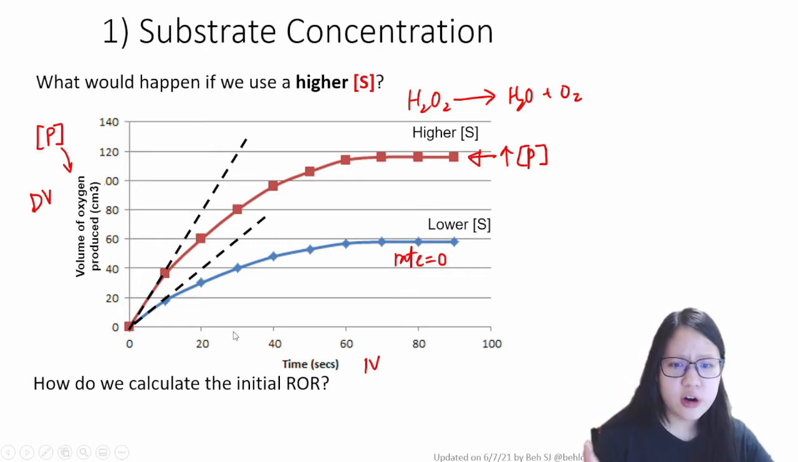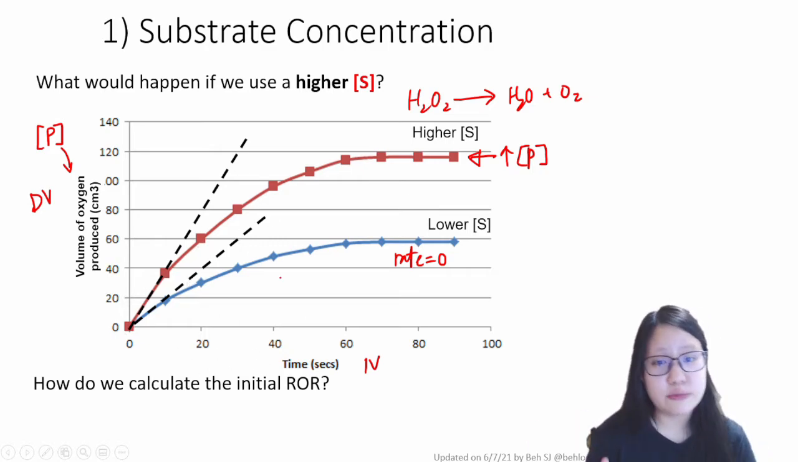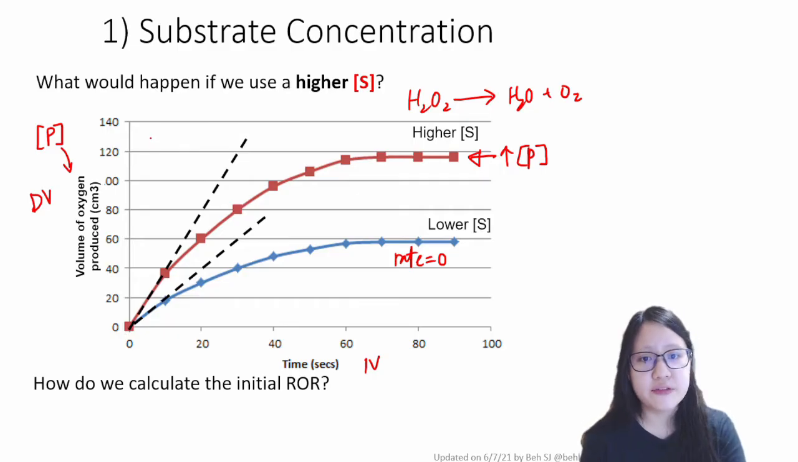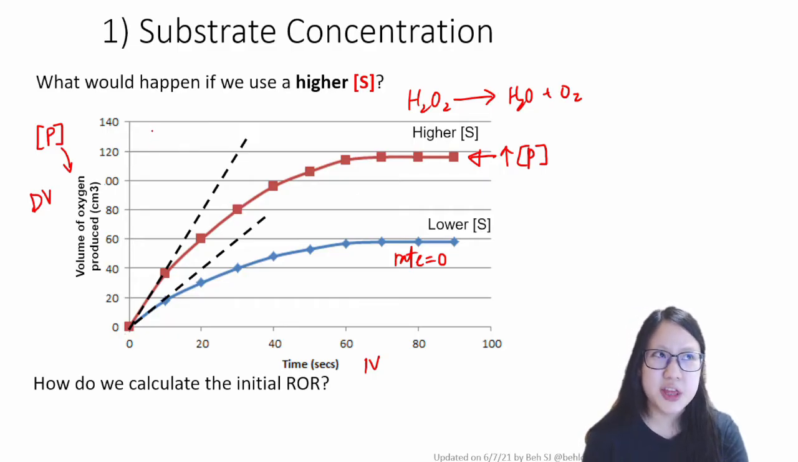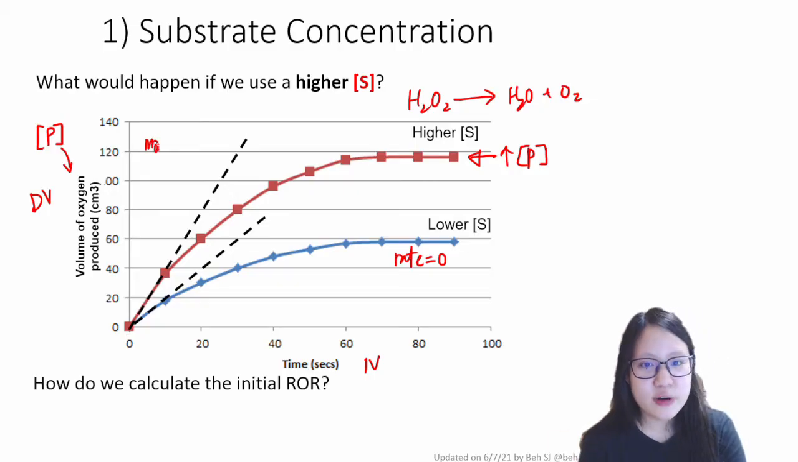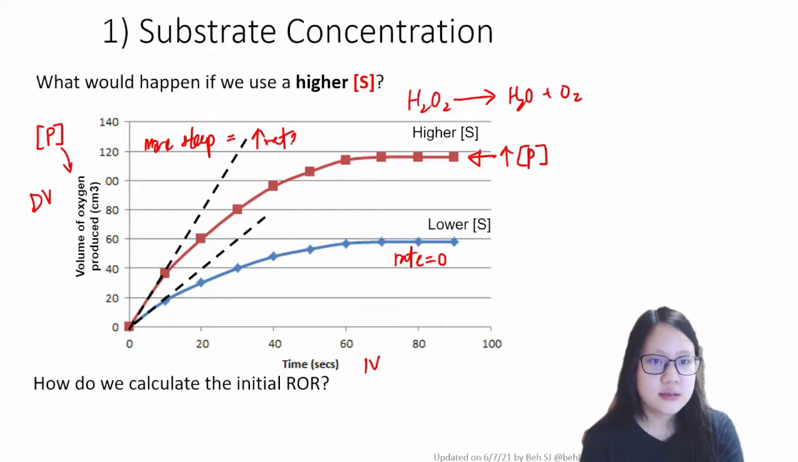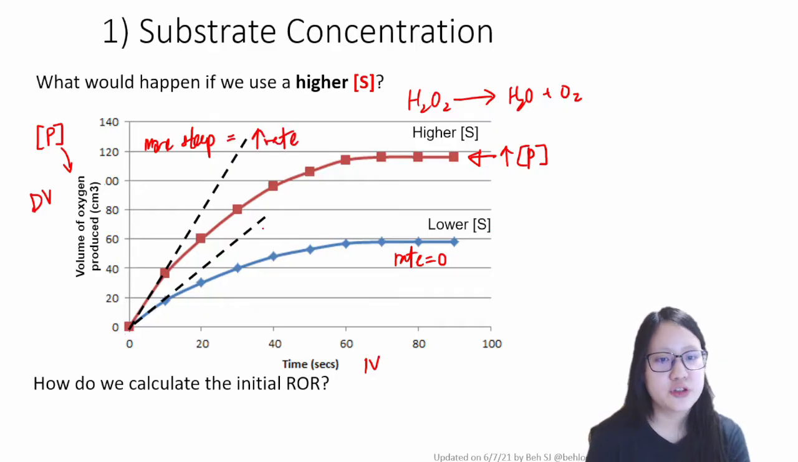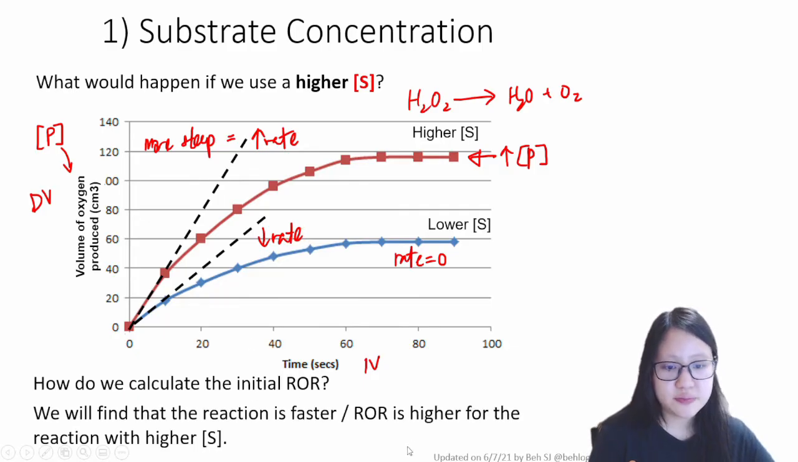So for higher substrate concentration, you can see that the graph is steeper. The gradient is more, the line is steeper. So more steep means higher rate, whereas lower substrate concentration has a lower initial rate of reaction. We find that the rate of reaction is higher for the reaction with a higher substrate concentration. You can write that in multiple ways.